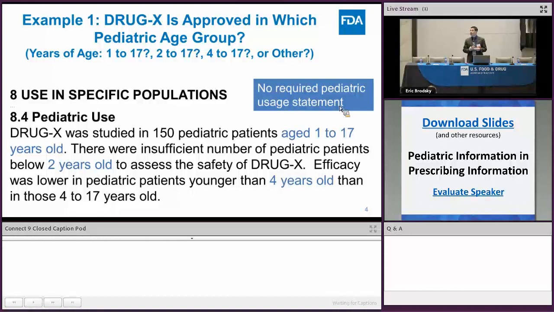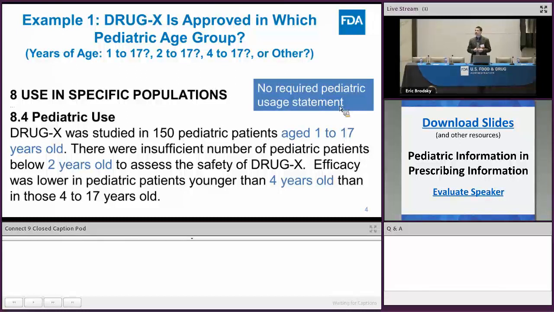Over the last 25 years, we've had a lot of pediatric data, primarily because of legislation, BPCA, which has economic incentives for conducting pediatric studies, voluntary pediatric studies. In addition, we've had PREA, which requires certain pediatric studies. So with all that data, the question right now is how do we incorporate it into labeling?